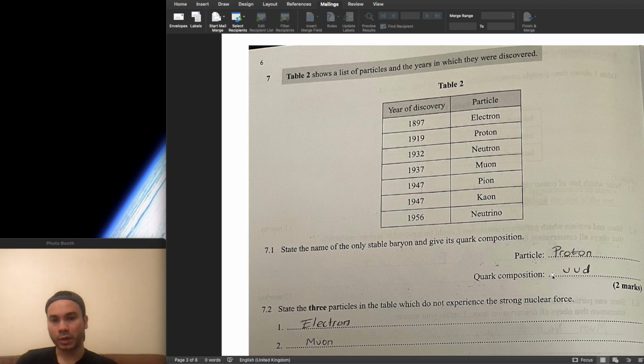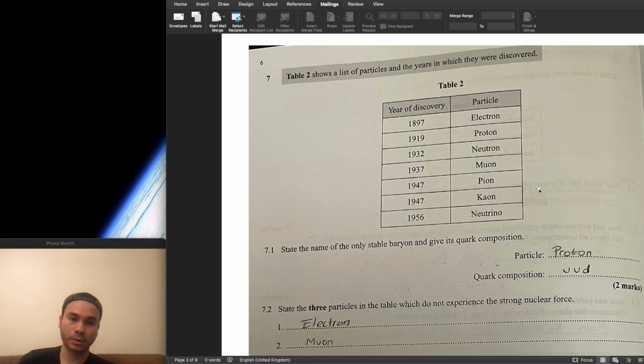Right, 7.1, state the name of the only stable baryon and give its quark composition. So out of the entire list, the only stable baryon is going to be the proton, because the other ones are mesons, and the neutron is obviously slightly heavier. It's got a bit more energy, so the proton is more stable than the neutron.